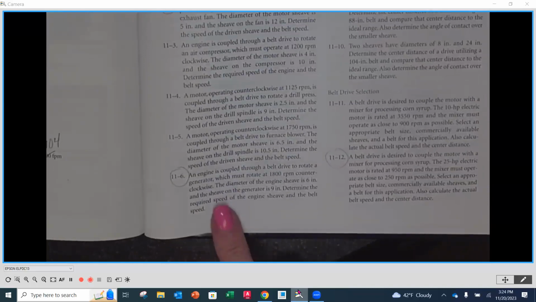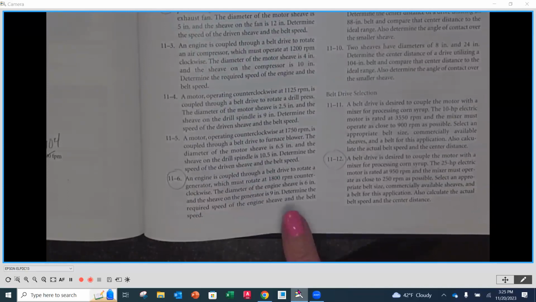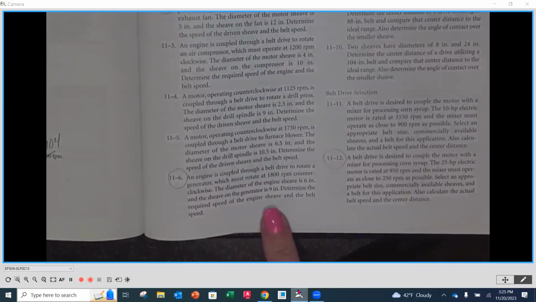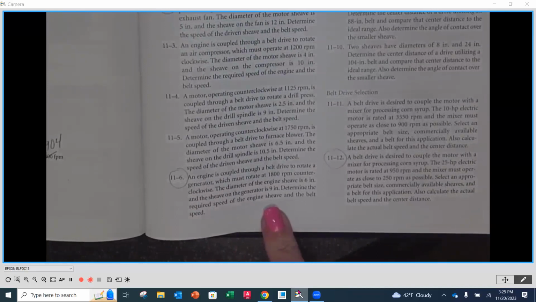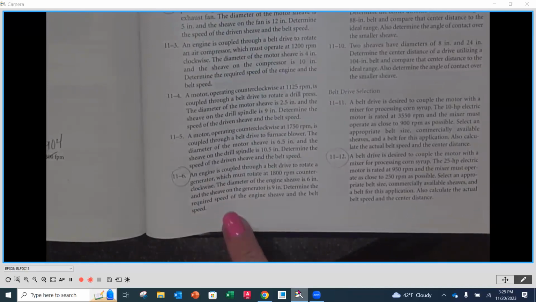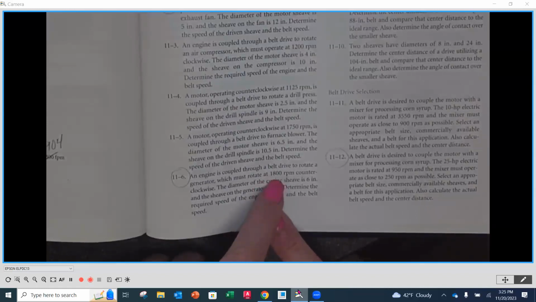Number 11.6, same type of a problem. I'll let you read it. I'm not going to read the whole problem, but it says determine the required speed of the engine sheave. So that's going to be a W2 again, and a belt speed of VB, okay? Oh, yeah. This is a W1 because W2 is being given here. That's the output. Thank you. Okay.